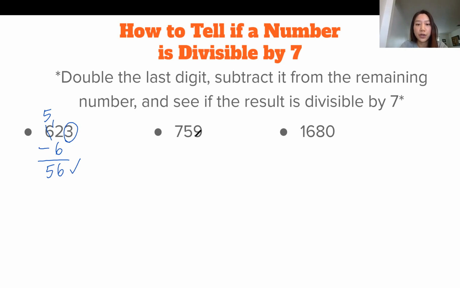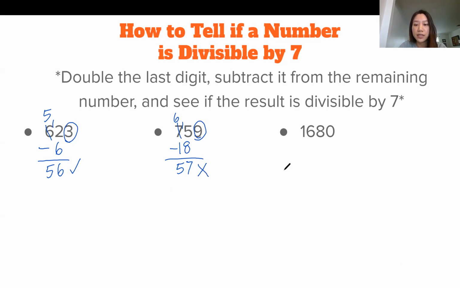If you look at 549, for example, again, double the last digit, which gives us 18, subtract it from the remaining number, and see if that's divisible by 7. So again, we have to borrow from the tens. So 15 minus 8 is 7, 6 minus 1 is 5. 57 is not divisible by 7, which means that 759 is also not divisible by 7.